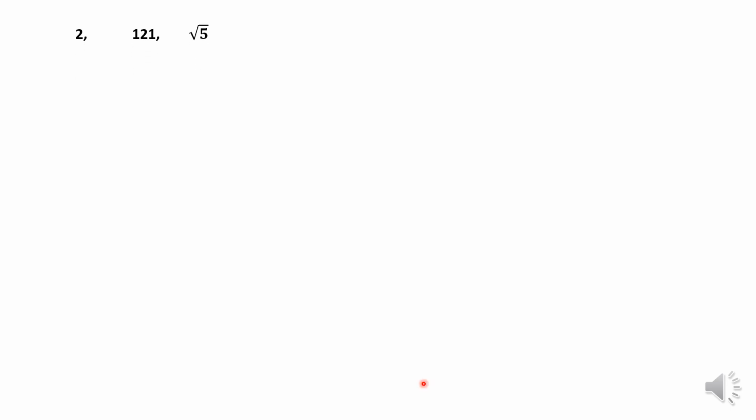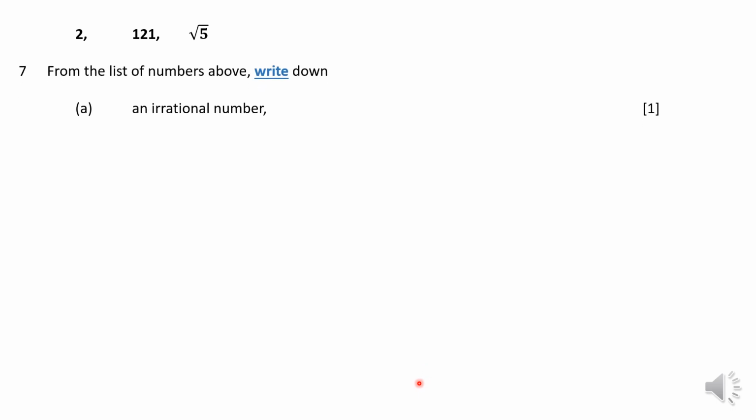Question 2, you have 3 numbers here. The number 2, 121, the square root of 5. So first thing is they ask you from the list of the numbers here, write down. And I've highlighted the word write so that you don't have to do any calculations, because you are supposed to know these questions. You are supposed to recall.